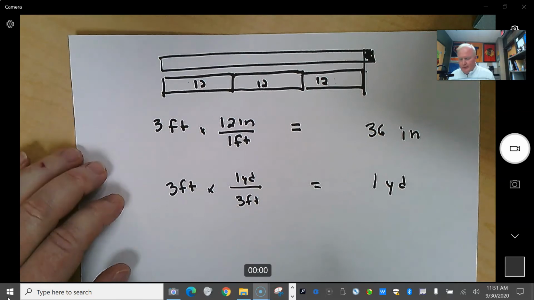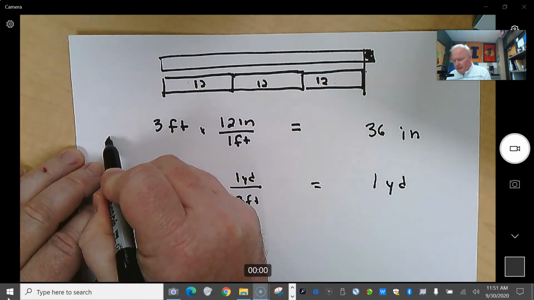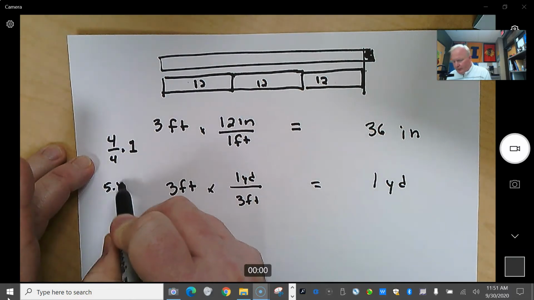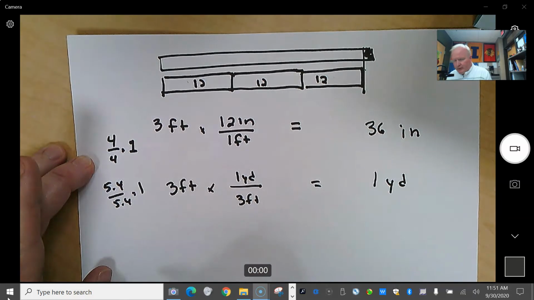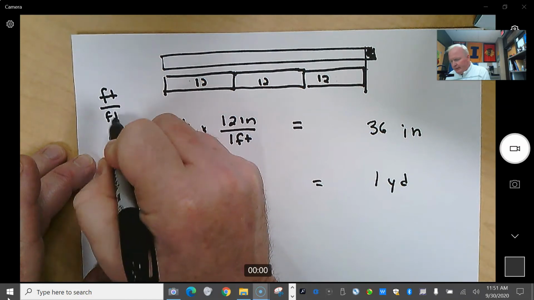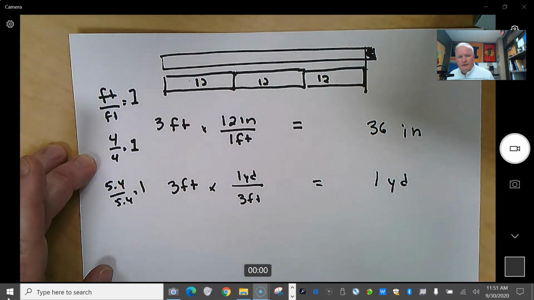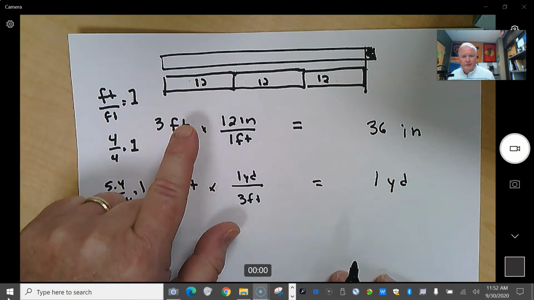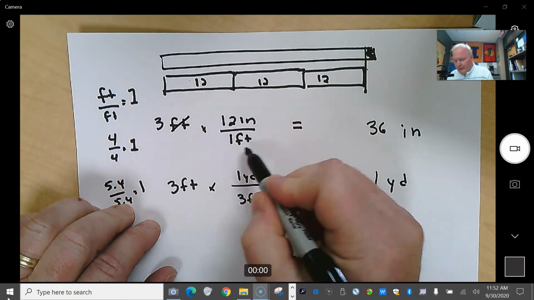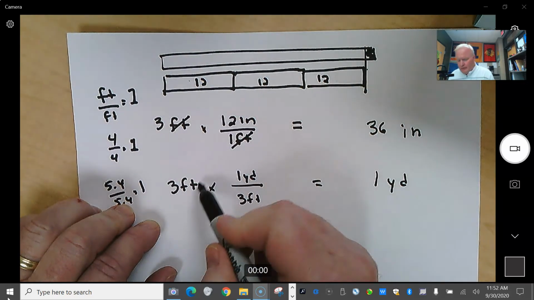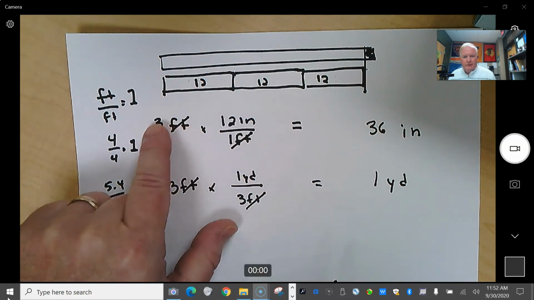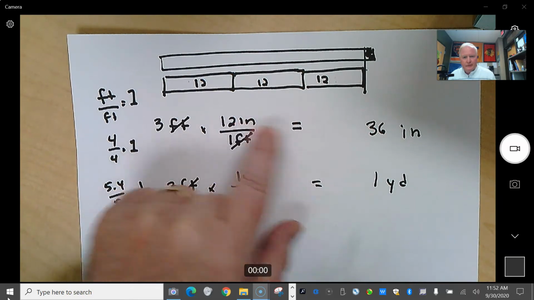And the reason why we know that we can do it is we know that 4 divided by 4 equals 1. And we know that 5.4 divided by 5.4 equals 1. And so what we need to remember is that a foot divided by a foot equals 1. They cancel out. And so that's the most important thing, is we notice that when we look at our conversion, we cancel things out. We cancel the feet out, right? And then we're left with just a number of things. 3 times 12, 36 in inches.